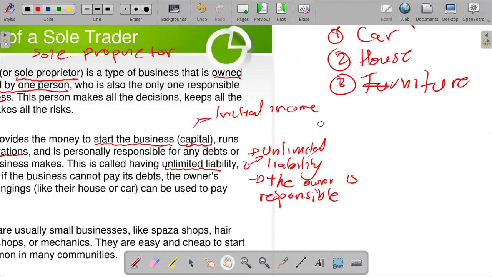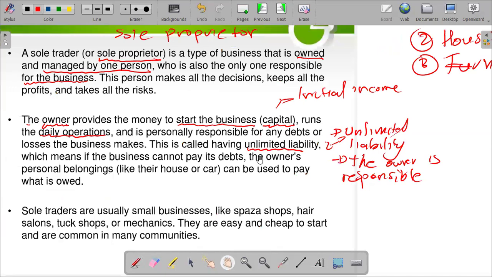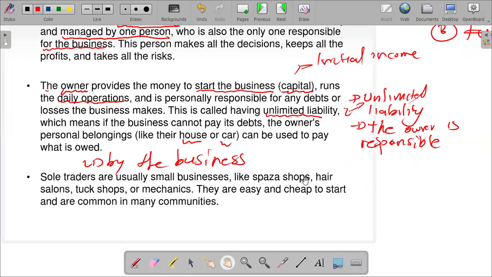All right. So these personal belongings can be taken in a case of a debt that cannot be paid by the business, as it says here. You look here, it says their house or their car can be used to pay what is owed by the business, right? And again, as we move along, it says here the sole traders are usually small businesses like spaza shops, hair salons, tech shops, or mechanics.